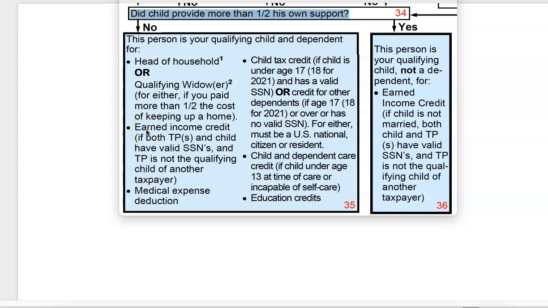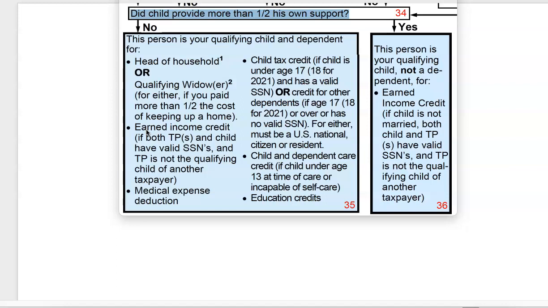So there's actually a lot riding on the answer to this question. If Raymond did not provide more than half his support, all sorts of good things happen on Sophia's tax return. If he did provide more than half his support, the only thing that he's of value for Sophia is earned income credit. Kenny doesn't even qualify for the $500 other dependent credit. So, before we answer the question about the half part, let's talk about the support part.